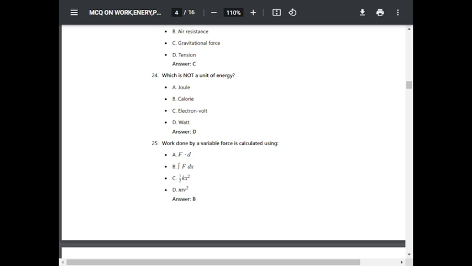Question number 25. Work done by a variable force is calculated by using, option A, F dot d, option B, integral F dx, option C, 1 by 2 x square, option D, mv square. The correct answer is B, integration F dot dx. The work done by a variable force is calculated by integration F dot dx.